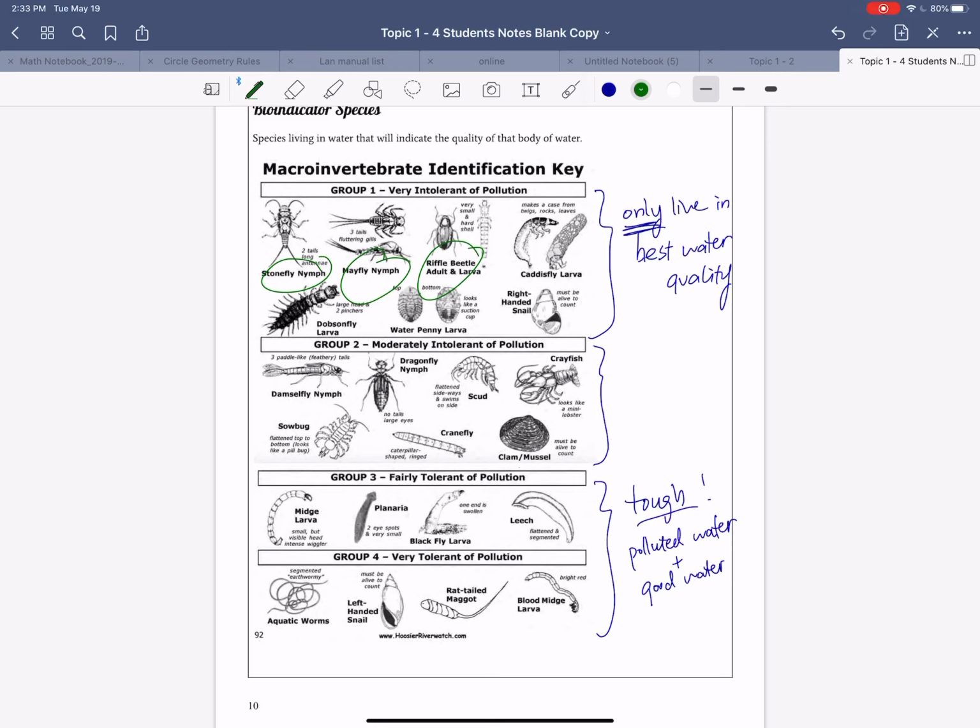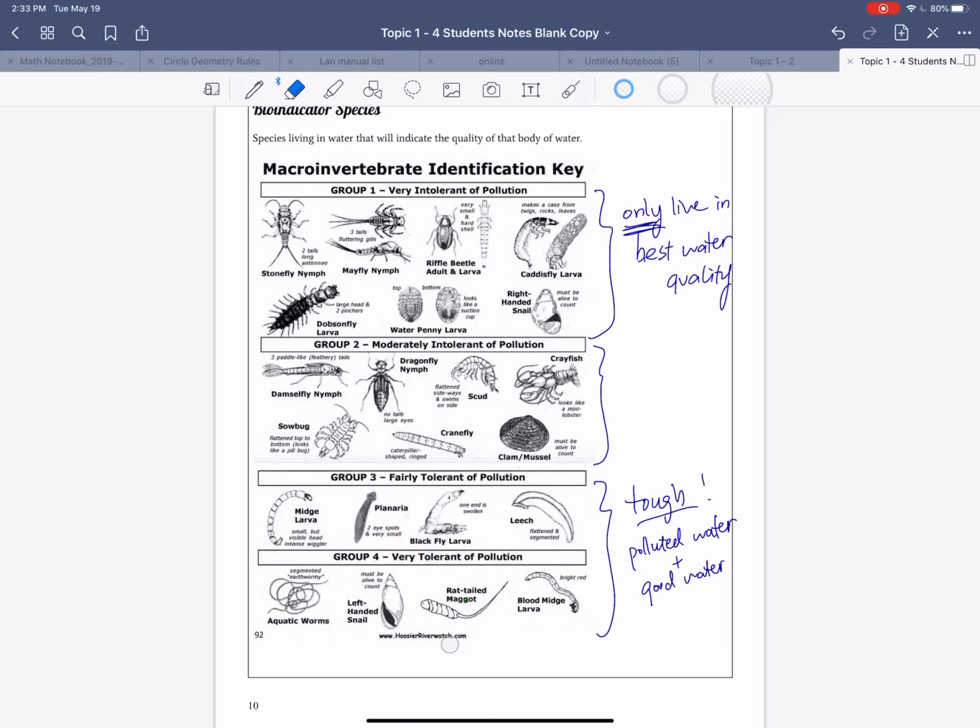Okay, if you have a water environment that has these three in it, and also this, does that mean the water is good? Yes, because these three are in there. They are the proof that the water is good. And at the same time, these two guys who are tough can live in any environment, okay?